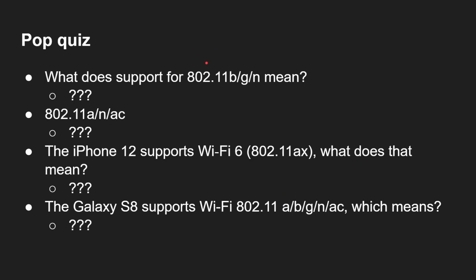So let's do a pop quiz. I've taken these numbers from actual devices. I've got one device here that says it supports 802.11bgn. Well, what does that mean? I'll give you the answers in a minute. You try and answer yourself. I've got another device that is 802.11anc. So the letters are different except for the N, which is common. What does that mean? Now the iPhone 12, for example, supports Wi-Fi 6, 802.11ax.